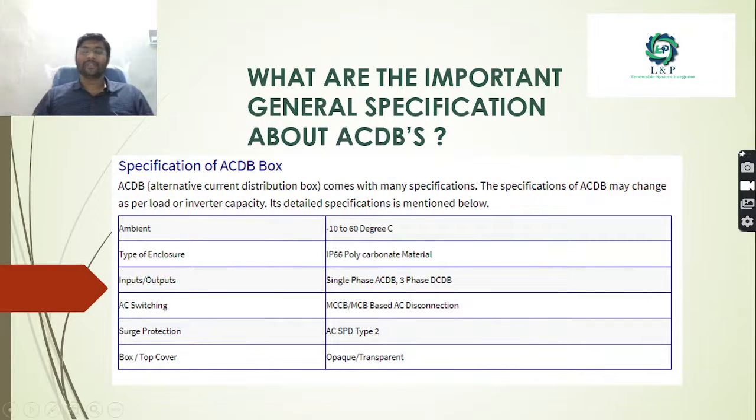And what are the important specifications? Most importantly, if you're going for an ACDB, the enclosure should be IP66, and we need to use AC type 2 SPD for the surge protection, and for AC switching we can go for either MCB or MCCBs.